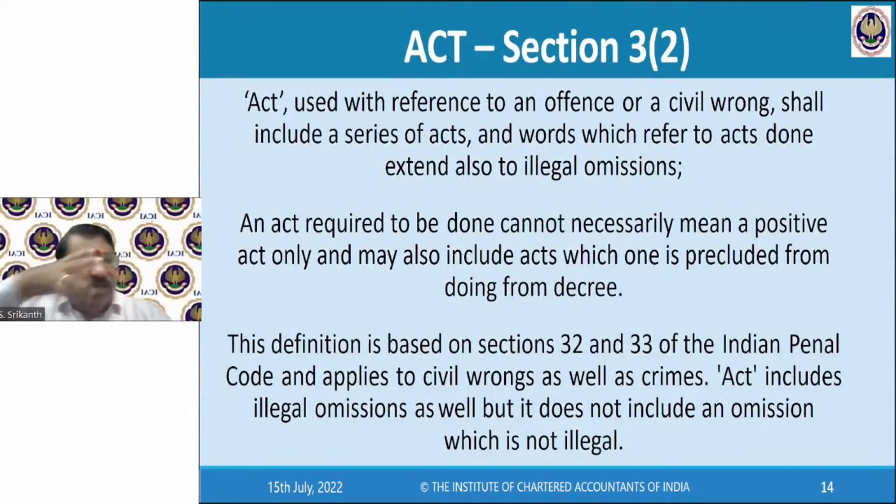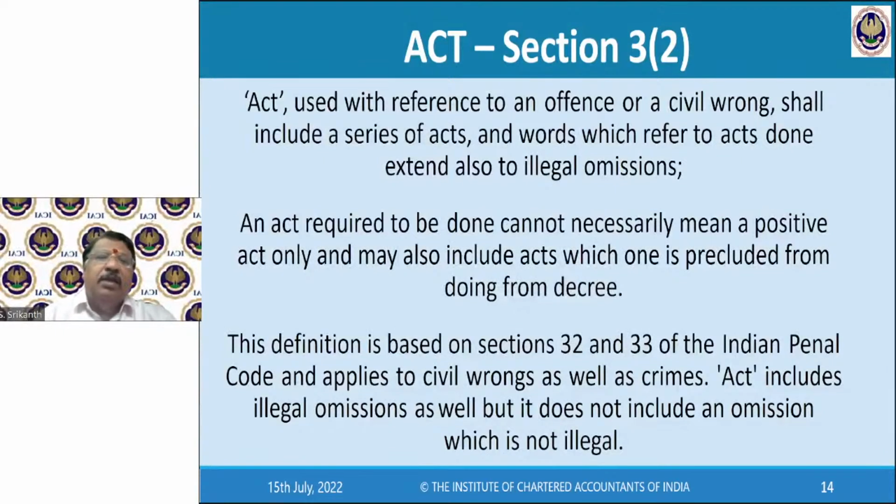See, this definition is based on sections 32 and 33 of the Indian Penal Code, which applies to civil wrongs as well as crimes. Act includes illegal omissions as well, but it does not include an omission which is not illegal, that is negligence. But when you're trying to punish somebody for an act, that act includes a series of acts, not just one act. For example, if somebody is committing a crime, that crime alone is not an act. Before that, he would have done something in order to commit that crime. That complete series of acts would become a crime.